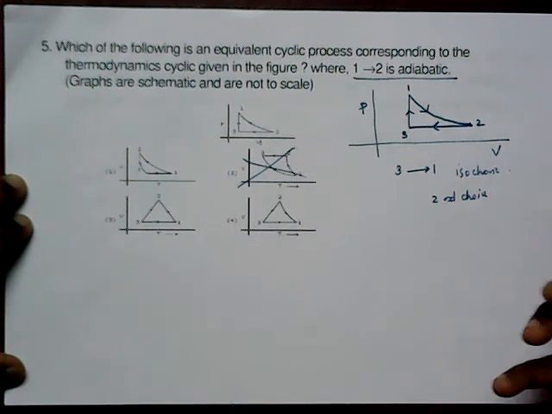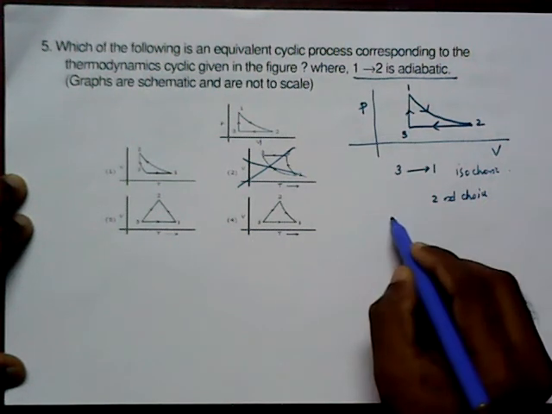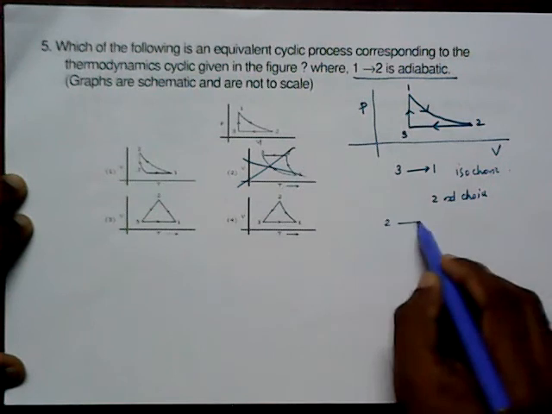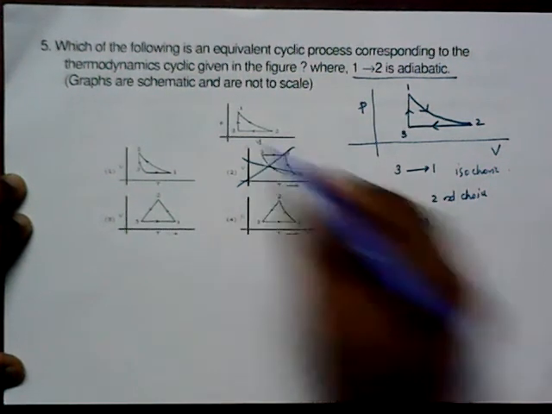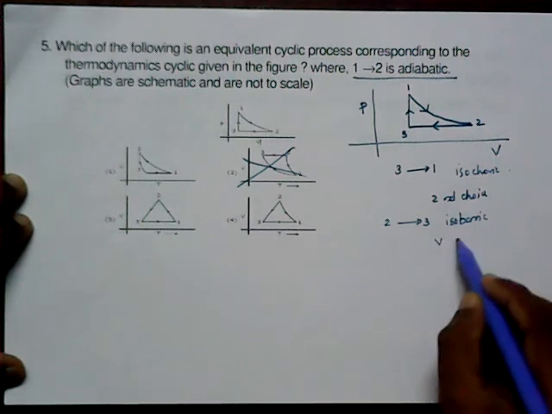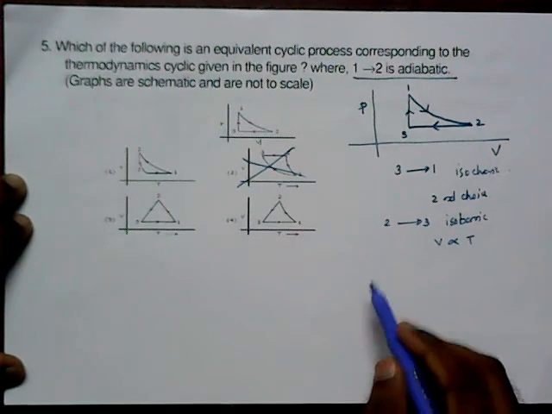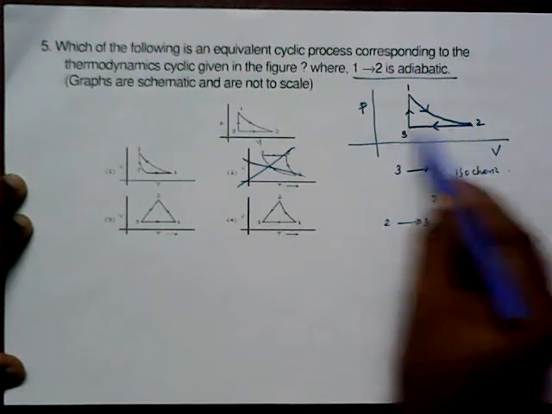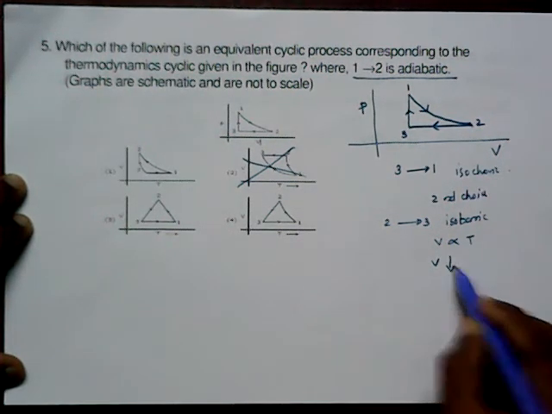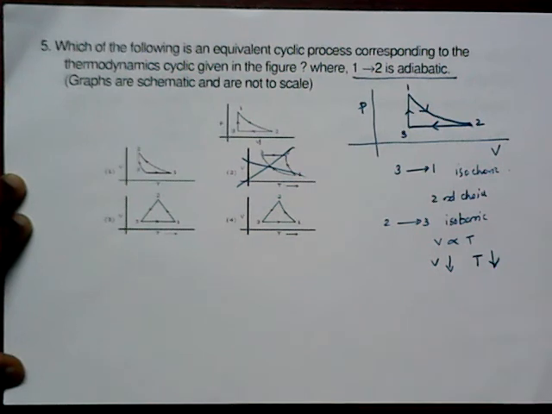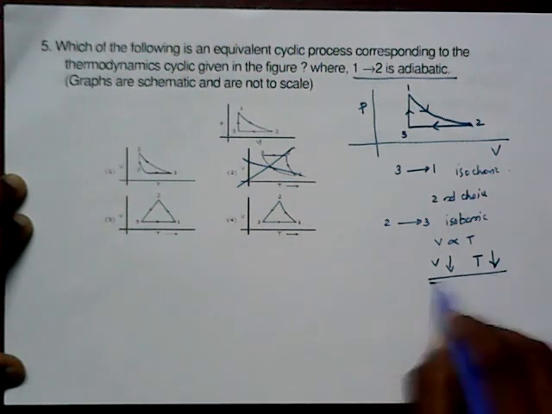Then keep in mind, from 2 to 3, while considering 2 to 3, it is given as an isobaric process. So that means V is proportional to temperature. Here the volume from 2 to 3 decreases, and surely we can say the temperature should decrease. So that is a very important concept.